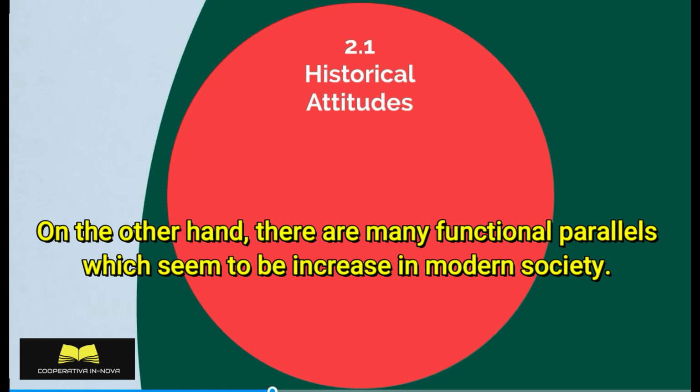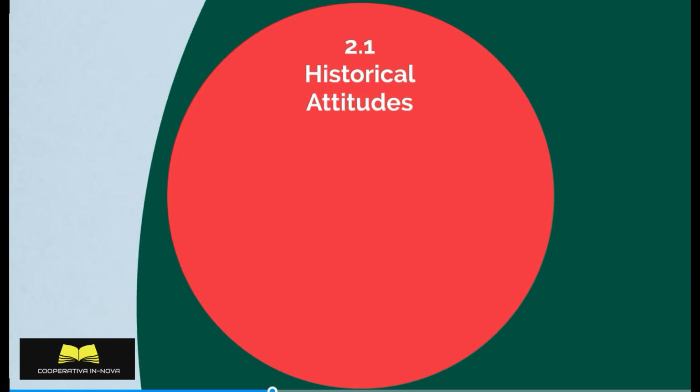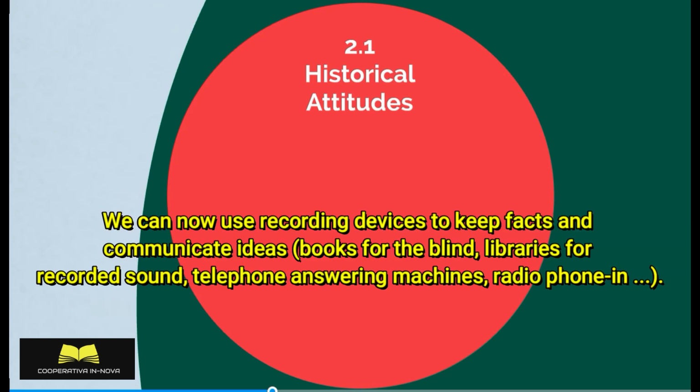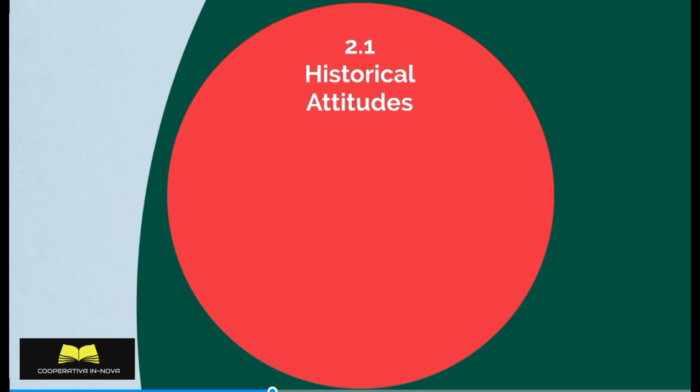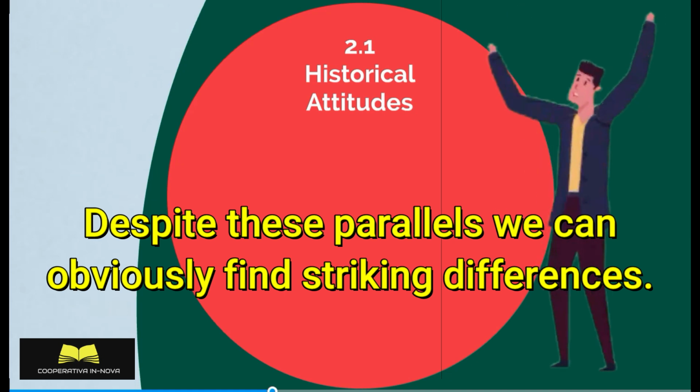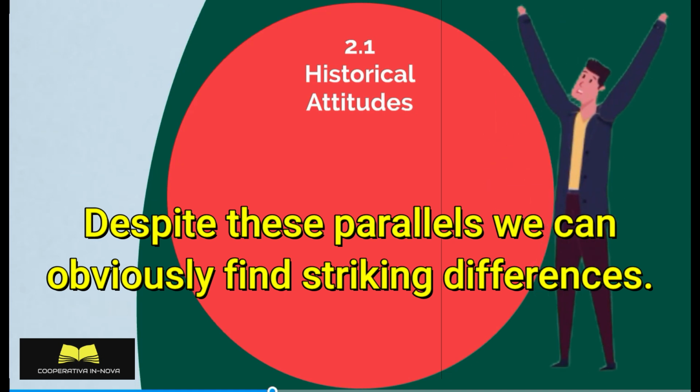On the other hand, there are many functional parallels which seem to be increasing in modern society. We can now use recording devices to keep facts and communicate ideas: books for the blind, libraries for recorded sound, telephone answering machines, radio phone-in. On the other hand, writing has also taken on the social or phatic function typically associated with the immediacy of speech. Birthdays, Christmas, anniversaries, exam results, and many more are conveyed by means of cards. Despite these parallels, we can obviously find striking differences.